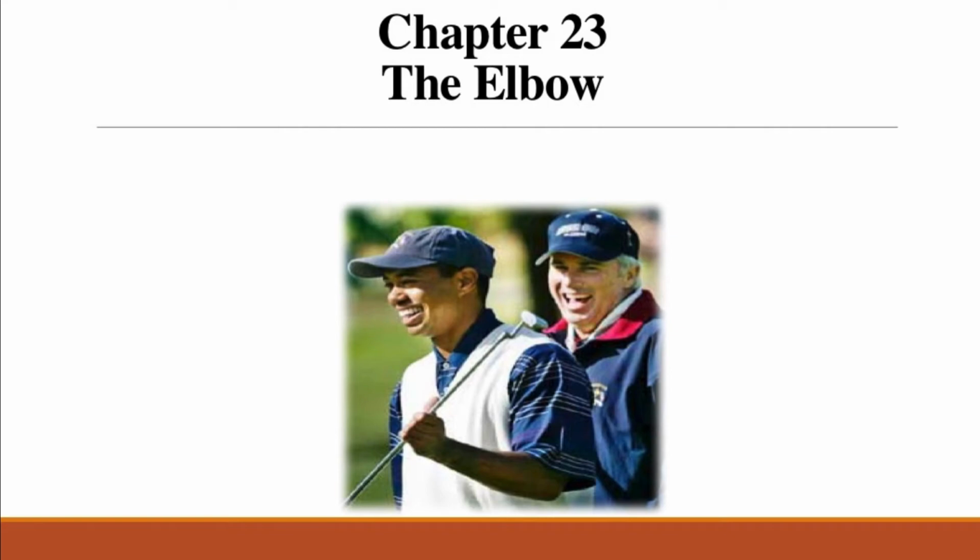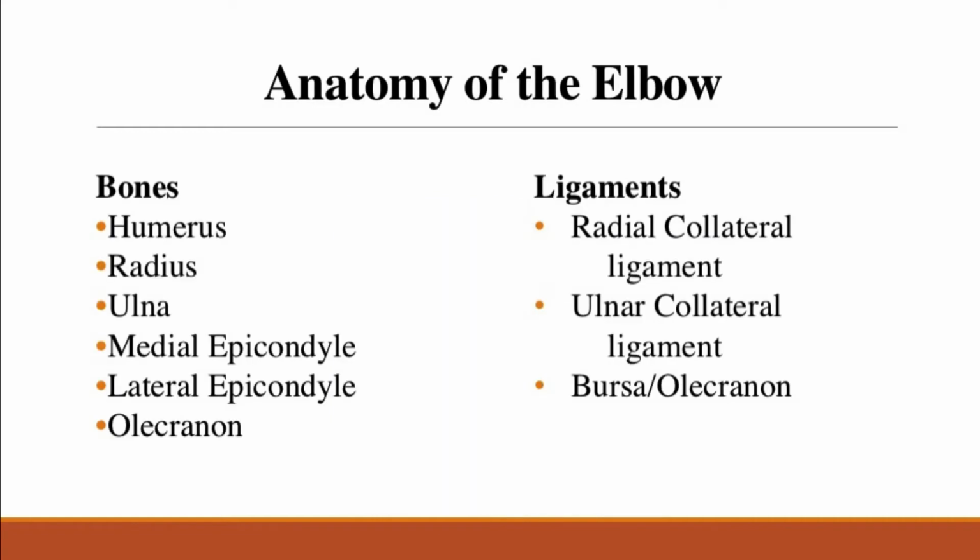Chapter 23, the elbow. In this chapter, you will learn about the common injuries related to the elbow. These include contusions, bursitis, lateral epicondylitis, known more commonly as tennis elbow, medial epicondylitis, known more commonly as golfer's elbow, and dislocations. We will also review basic concepts of elbow rehabilitation. Please use the presentation to guide you in your reading.